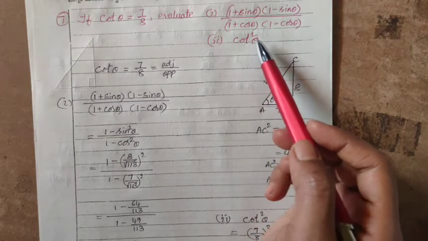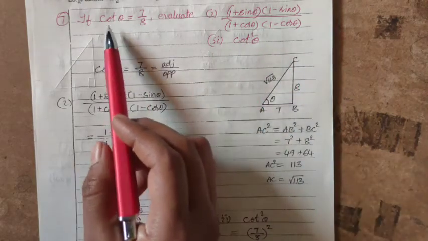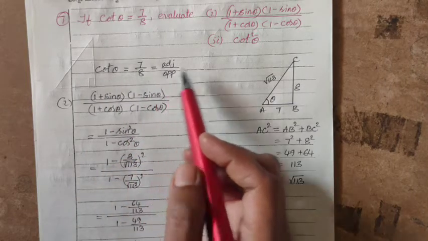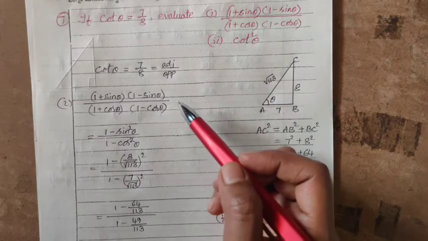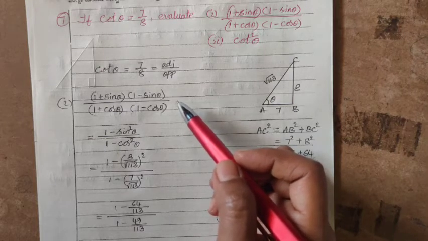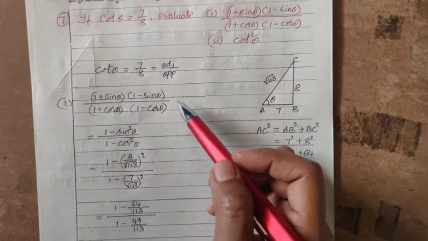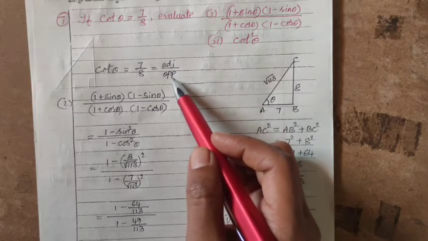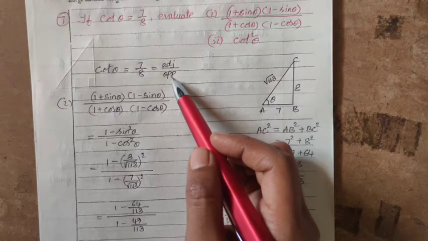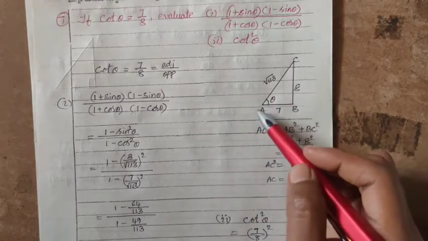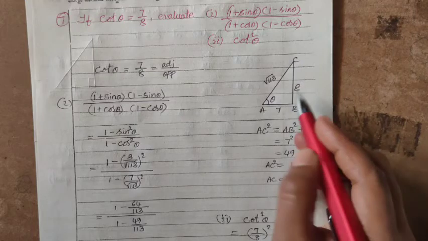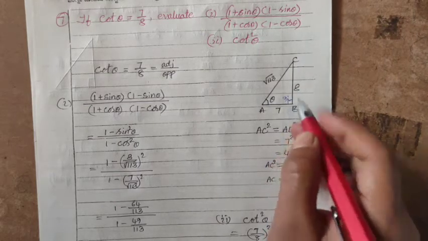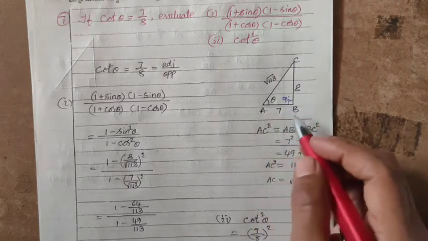So in this problem, the given data is cot theta equal to 7 by 8. You know that cot theta is the reciprocal of tan theta. In other words, the adjacent side divided by the opposite side is cot theta. You can see this is a right angle triangle, where angle B is 90 degrees. So in this right angle triangle, what is cot theta?